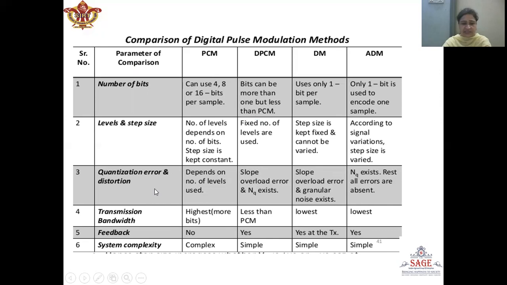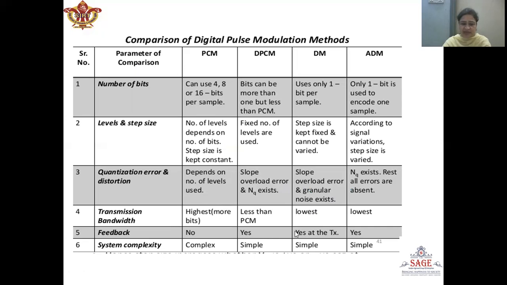Now coming to quantization error and distortion, in PCM, it depends on the number of levels used. In DPCM, slope overload error and quantization noise exist. In delta modulation, slope overload and granular noise exist. Whereas in ADM, only quantization noise exists. Slope overload and granular noise are both removed.